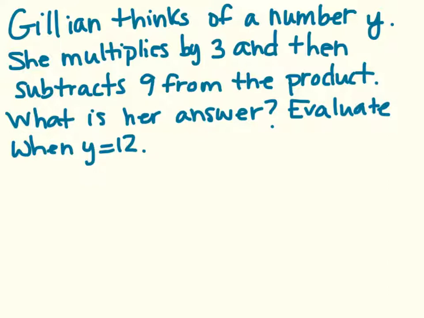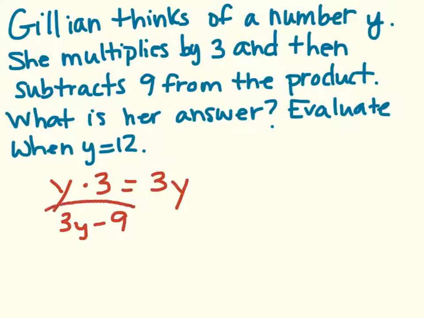Okay, so we start with y. This is Jillian's number. She's going to multiply y by 3, and that will give us 3y. Then Jillian subtracts 9 from the product, giving us 3y minus 9. So what is Jillian's answer? Jillian's answer is 3y minus 9.